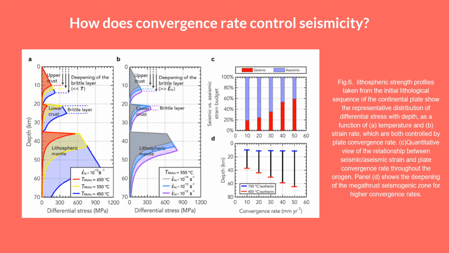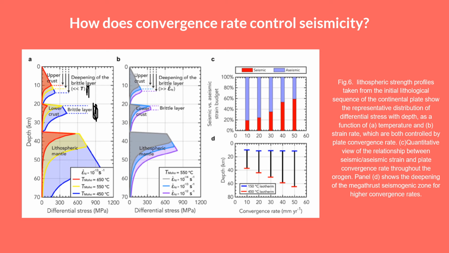Basically, an increase in convergence rate, for instance, allows the deeper subduction of lower temperatures, thereby deepening the brittle extent of the crust. Thus, the brittle behavior of the upper crust deepens and the lower crust becomes more brittle. As we can see here, the brittle part is extended for the lower crust and the brittle extent of the upper crust is decreased.